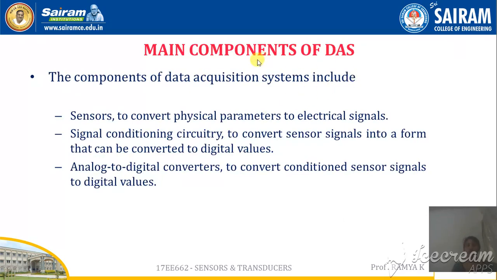The main components of your data acquisition system include sensors to sense your physical quantity, then a processor, and a data converting system to convert your physical parameter into electrical signals, that is, the transducer. Next, the signal conditioning circuit. The signal conditioning circuit is mainly required to convert your sensor signal into a form that can be converted to digital values by means of an analog to digital converter. These are the basic main components of your data acquisition system.